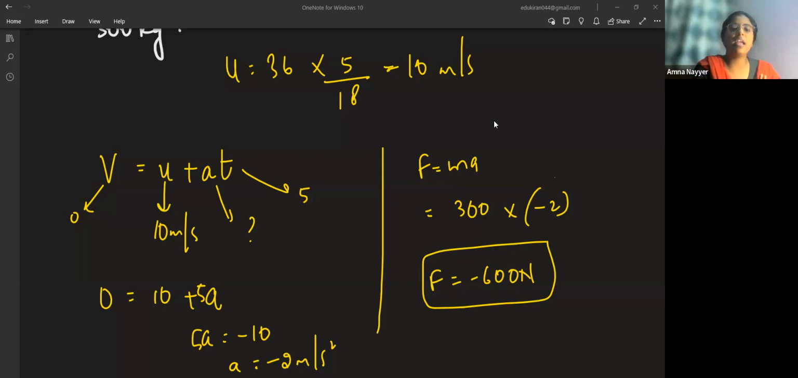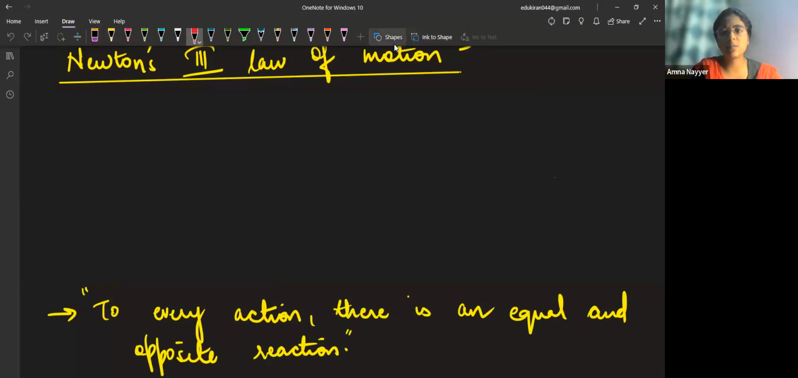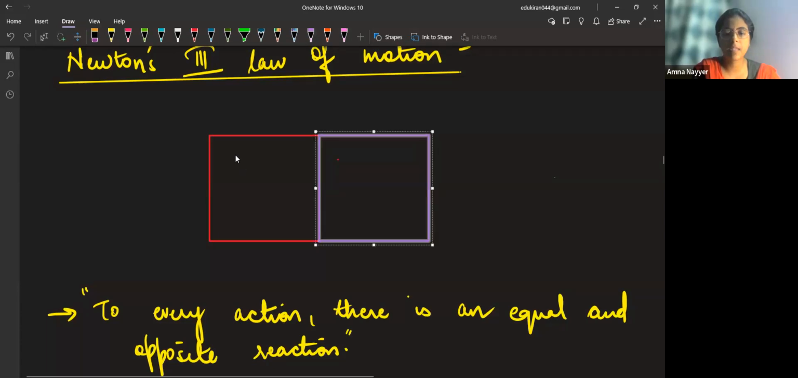So if this body is applying an action, a reaction will also be generated. For every action, there is an equal and opposite reaction. This is your third law. Nothing difficult in here. Let me discuss this with you. Suppose this is one body, this is another body. This is body B, this is body A.